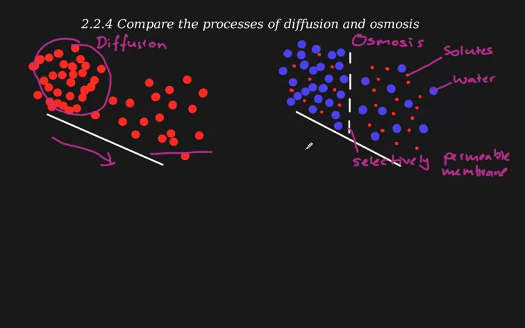concentration. So in this example, in osmosis, there is a movement of water from an area of high concentration of water molecules to an area of low concentration of water molecules. So in both cases we can see there is a movement of particles from a high concentration to a low concentration.